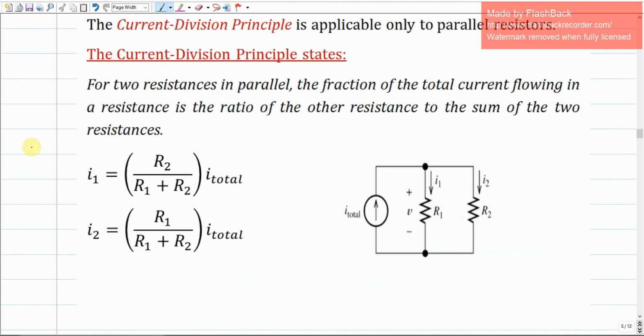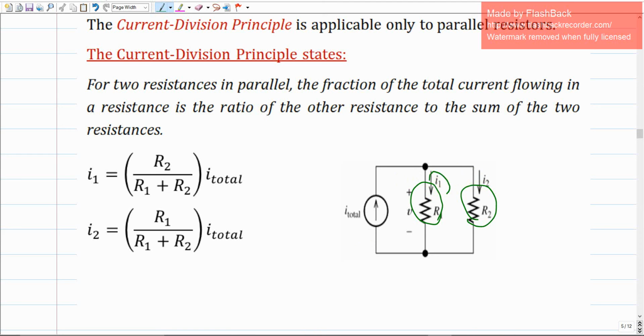Let us move to the current division principle. As mentioned here, and this is very important, you have to consider that the current division principle is applicable only to parallel resistors, but the voltage division principle is applicable only to series resistors. This is the difference. So if we have some parallel resistors like these two resistors in this way, R1 and R2, they are parallel. Why? The current has been divided over them.